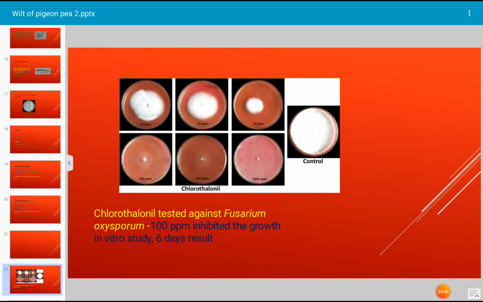This is one of the experiments performed in our laboratory. The chemical chlorothalonil is tested against Fusarium oxysporum, and 100 ppm of this chemical inhibited the growth in in vitro studies after 6 days. This is the result after 6 days.